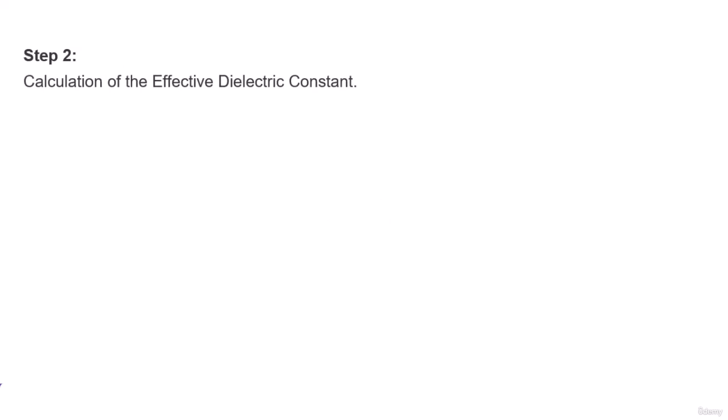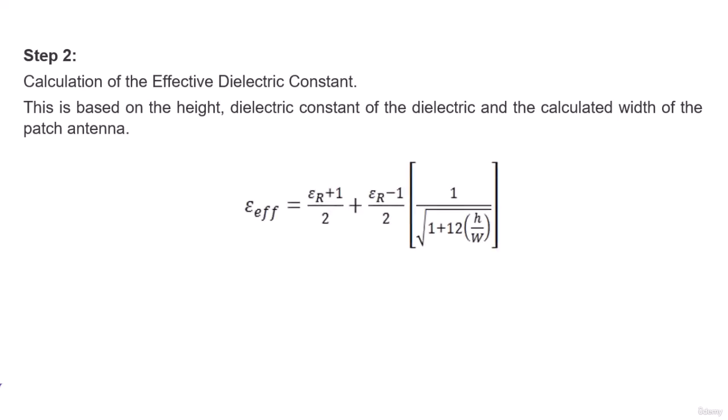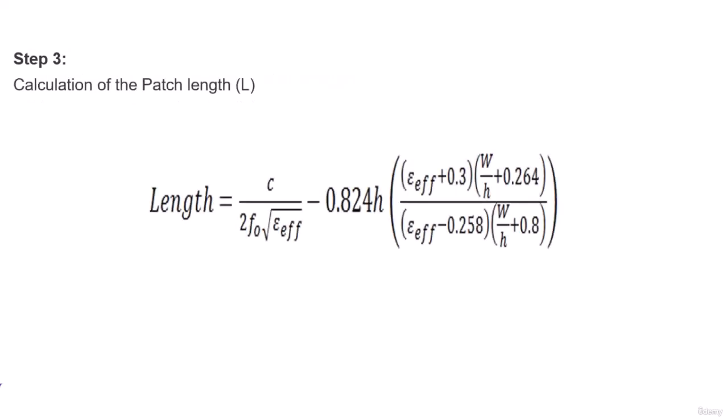In step 2, we will calculate the effective dielectric constant. This is based on the height, the dielectric constant of the substrate, and the calculated width of the patch antenna. We will follow this expression and put values within this equation to find the effective dielectric constant. In step 3, we will calculate the length of the patch. We will use this expression. We will put in the effective dielectric constant, width, height, and the operating frequency to calculate the length of the patch.